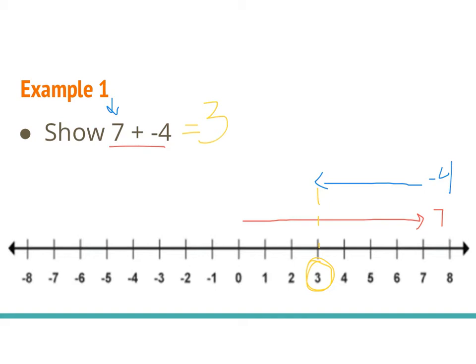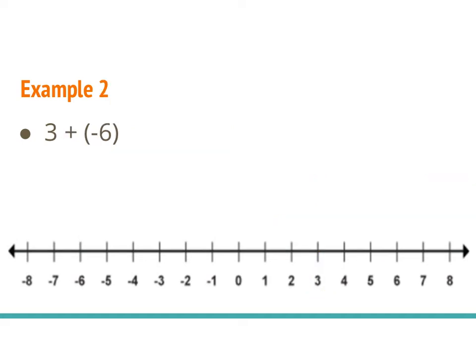If you have different colors to use to show your positive and negative, you can use those. If not, a pencil will work just fine. Just make sure you label it like I have here and here. So if you didn't already label that with me, go ahead and click pause and fill that out. But I am going to move on to example number 2.